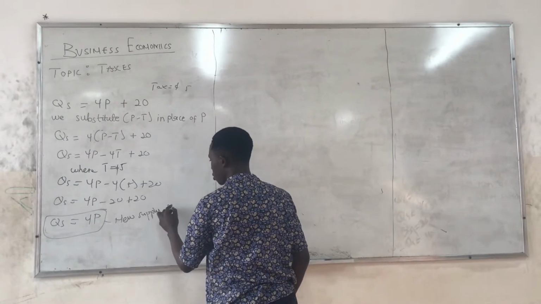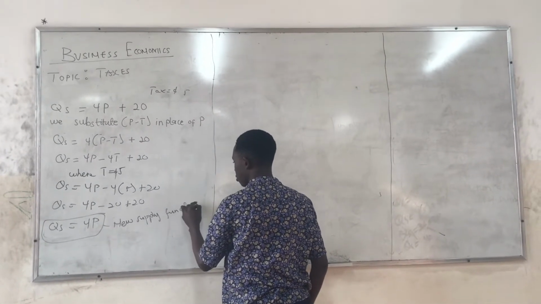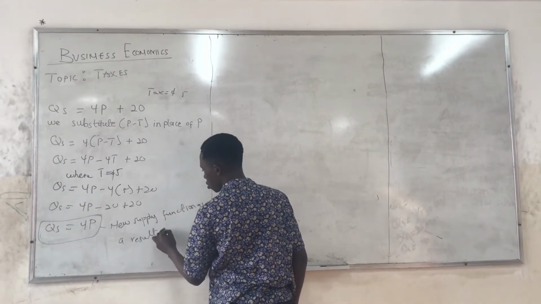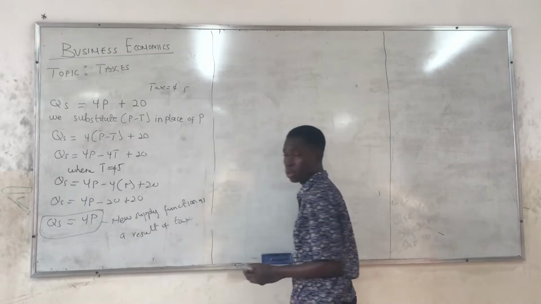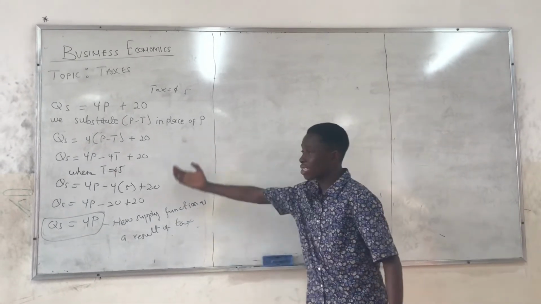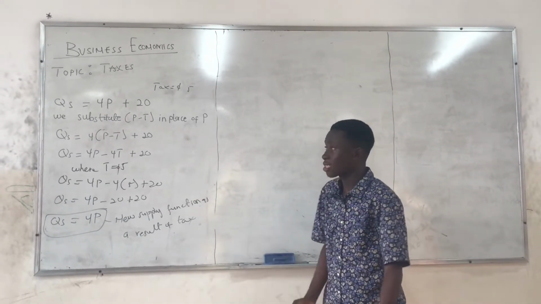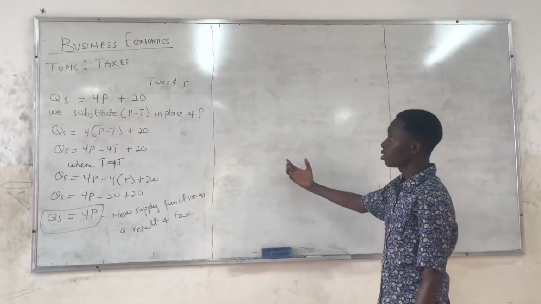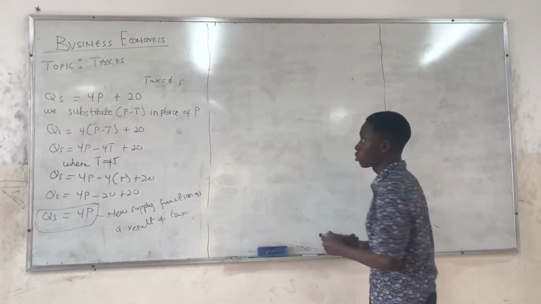So this becomes your new supply function as a result of tax. So this is the tax approach, whenever there is imposition of tax in a question. Next, let me show you the subsidy approach also.